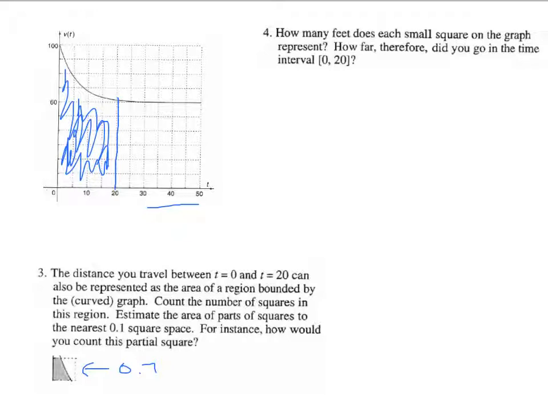So let me give you a chance to count the squares in the region from 0 to 20, and then we'll see if we can use that to figure out what the area is under the curve. So we'll pause it right now. I'm not sure how many squares you counted, but when I did it, I got about 28.7 squares.